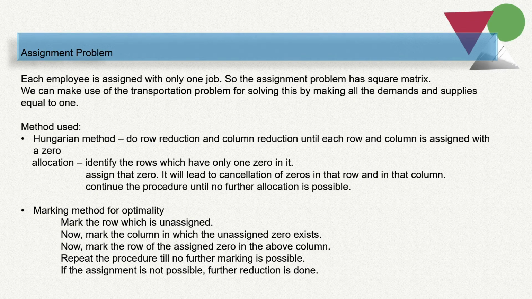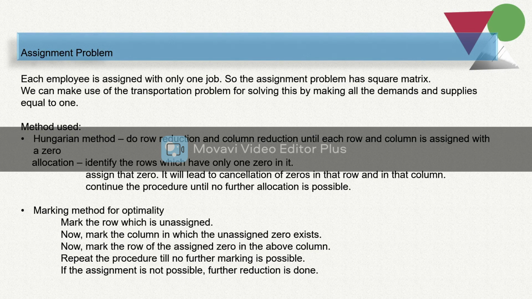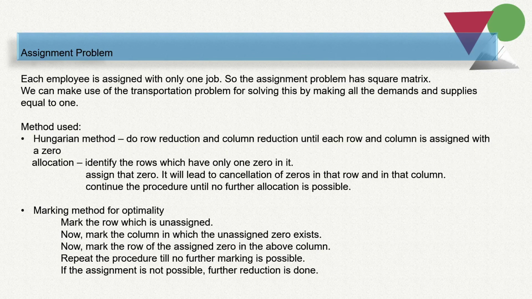Here we do row reduction and column reduction until each row and column is assigned with a 0, and the allocation is identify the rows which have only one 0 in it, assign that 0. It will lead to cancellation of zeros in that row and in that column. Continue the procedure until no further allocation is possible.